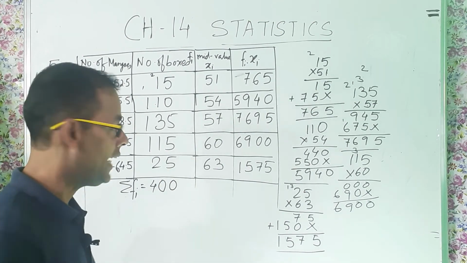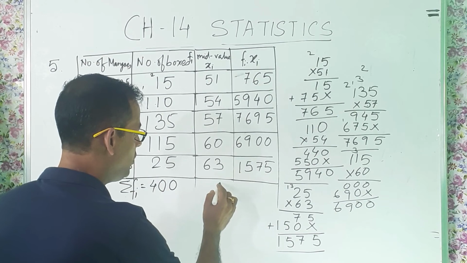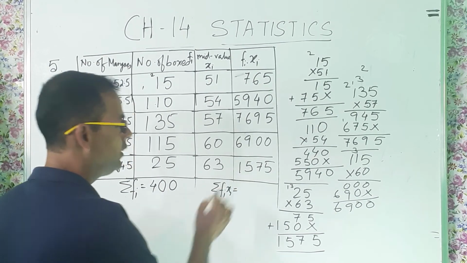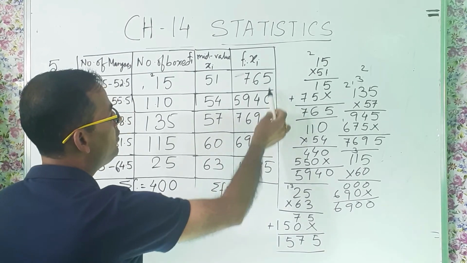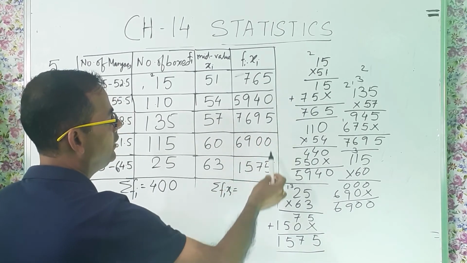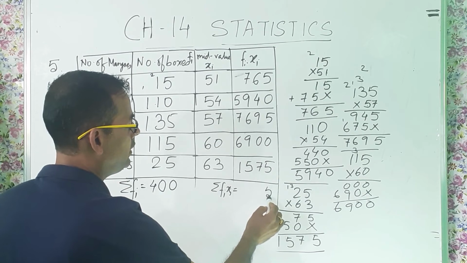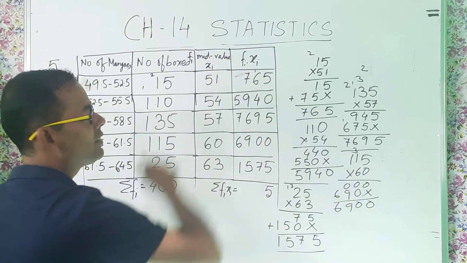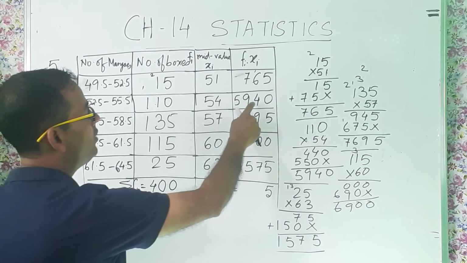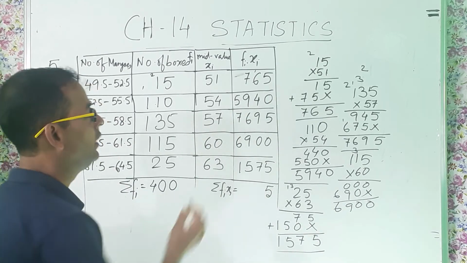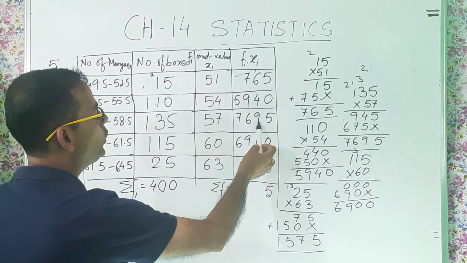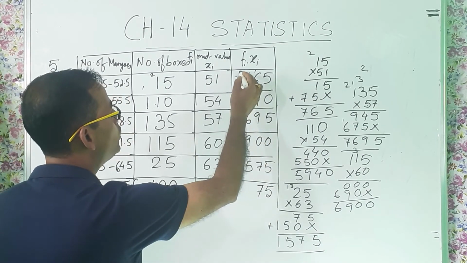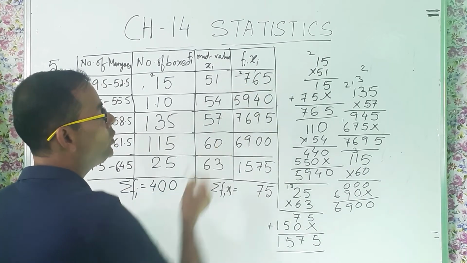Now we will add it. So we will write here summation fi xi. Now 5 plus 5, 10, plus 5, 15. So 1 carry. 1 plus 6, how much? 7. 7 plus 4, 11. 11 plus 9, 20. 20 plus 7, 27. 2 carry. 7 plus 2, 9.